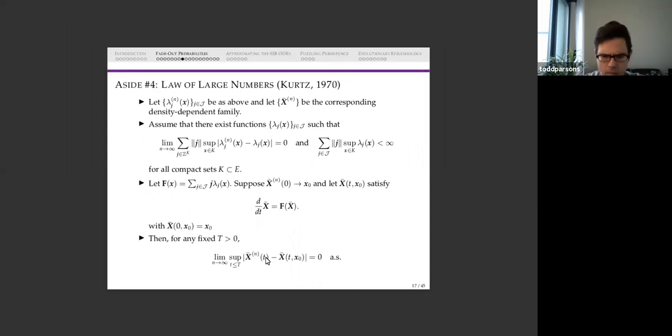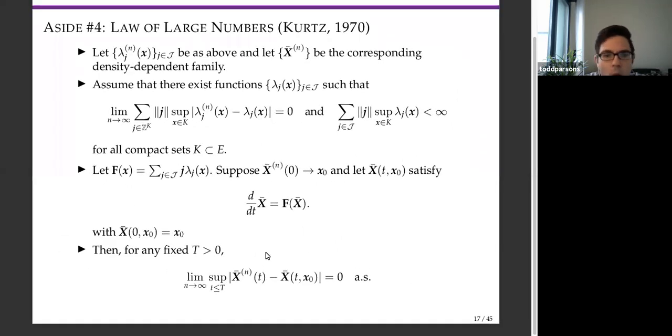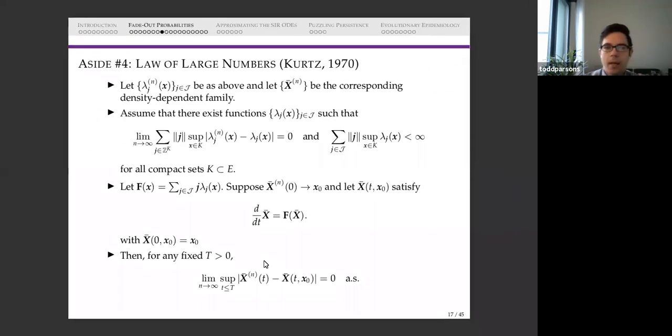And we get this statement, which is that as I take the population size to infinity, I can take the supremum over finite time intervals of the density, so not the absolute number of individuals, but the number of individuals divided by n, minus the solution to that differential equation, and the whole thing converges to zero. And this is almost sure convergence. So it's basically the strongest sort of convergence that's possible for a stochastic process. This says that with probability one, if I look at the rescaled variables when the population is large enough, they're going to collapse down onto the solution of a differential equation within the supremum norm over finite time intervals.